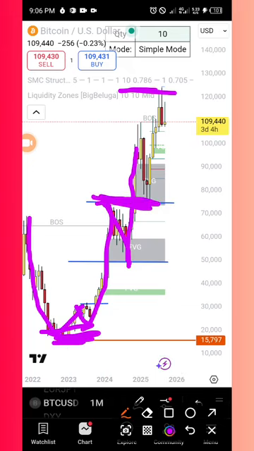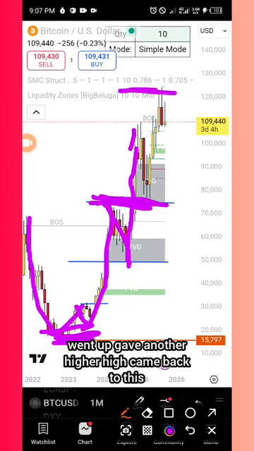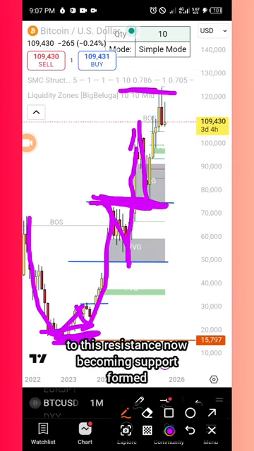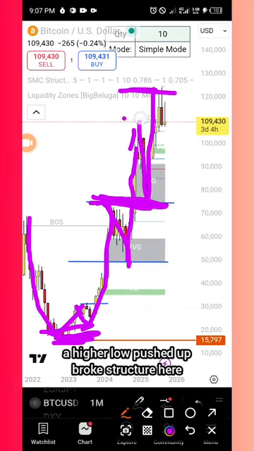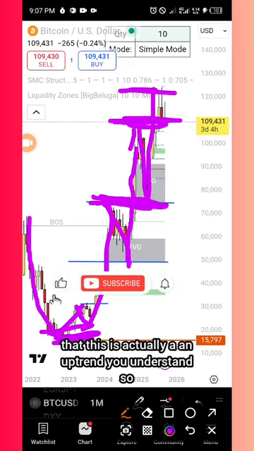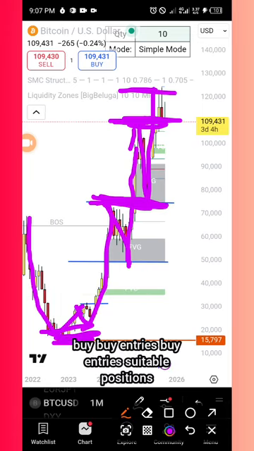So this resistance here became support. Price went up, gave another higher high, came back to this resistance now becoming support, formed a higher low, pushed up, broke structure here, and then it has made another high. So this is a clear uptrend. You understand? So in a market like this, we are looking for buy entries, suitable positions to buy in this kind of market.